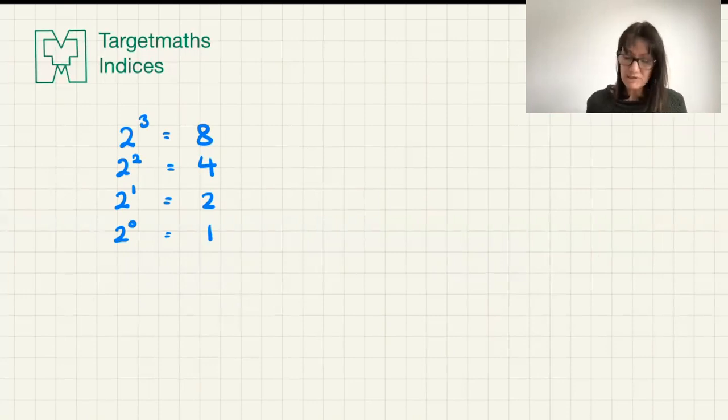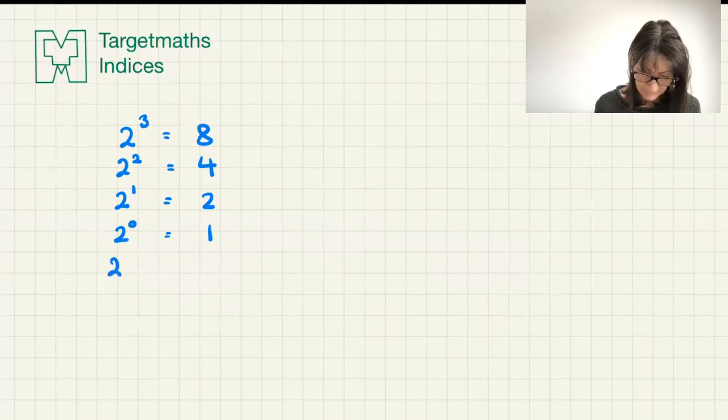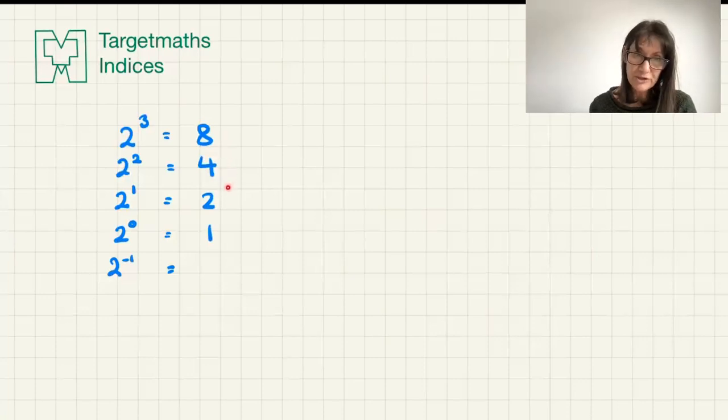Now let's look at what's actually happening before we do the next one. The powers are decreasing, which means the next power has to be 2 to the minus 1 if we're going to follow the pattern. So let's write that in. And then let's look at the pattern of these numbers. 8 went to 4, 4 went to 2, 2 went to 1. So these have been halving every time. So if it's going to follow the pattern, it's got to half.